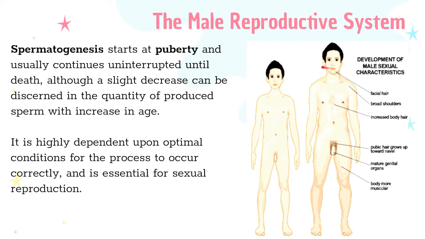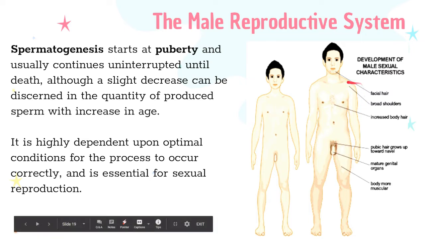During puberty, the following development will occur together with spermatogenesis: development of facial hair, broadening of shoulders, increased body hair in some males, growth of pubic hair from the pubic region up to the navel, maturation of the male genital organ or the penis, and the body becoming more muscular. All of these are made possible at the onset of puberty due to the secretion of male sex hormones.